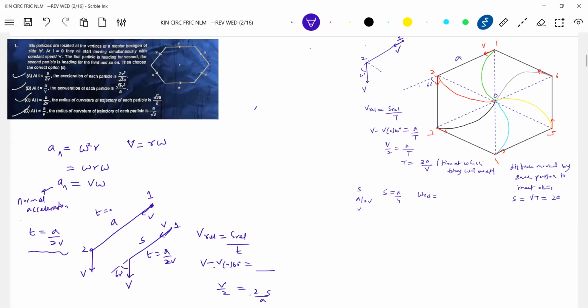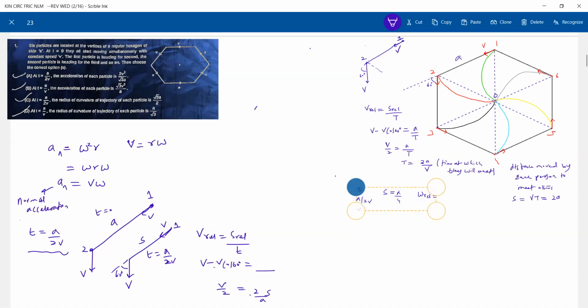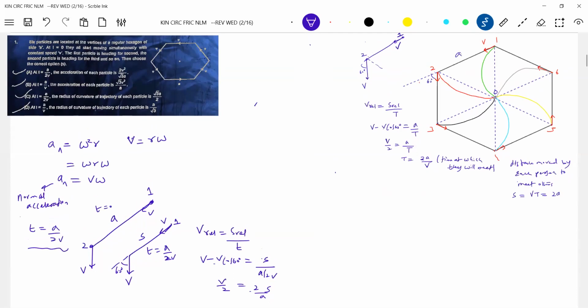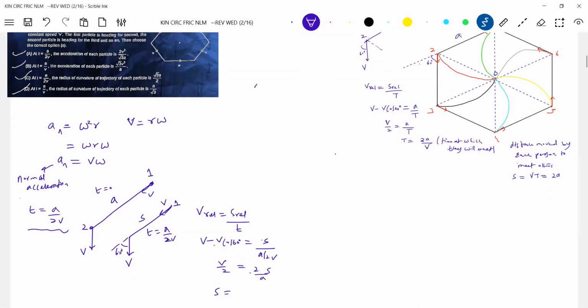Okay, no. So this will be S relative will be V minus V cos theta. S by time is A by 2V. Solving this, I ended up S is equal to A by 4. I'll write it below.